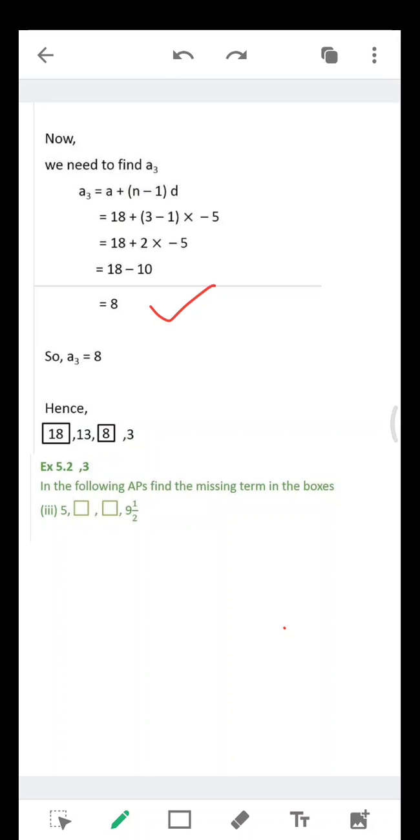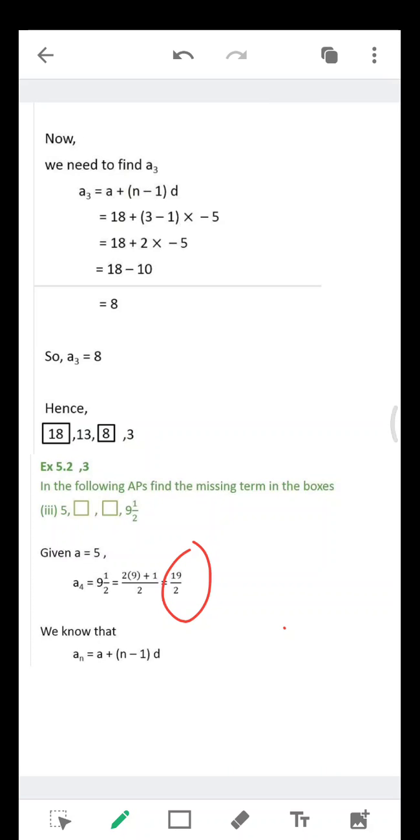In the same way, we have to simplify all the bits given in question number 3. In the third bit also, the first and the fourth term are given. We have to find the missing terms, second and third term. So from the first and this, we will find the D value first. A4 is given to us. This is a mixed fraction, so I'll convert this into an improper fraction. So 9 into 2 is 18 plus 1 is 19 by 2.